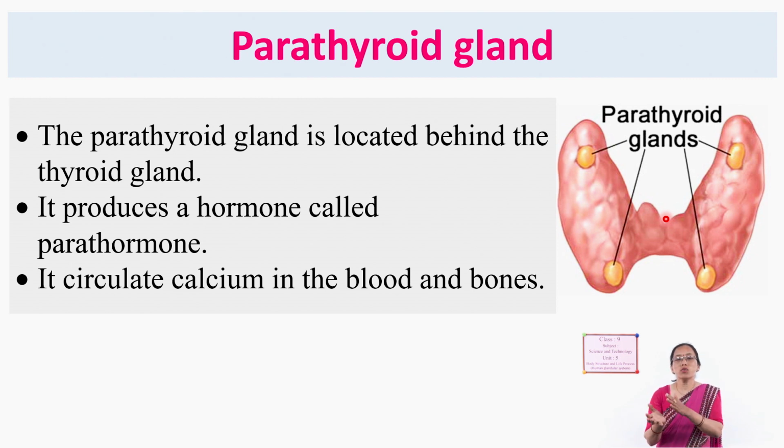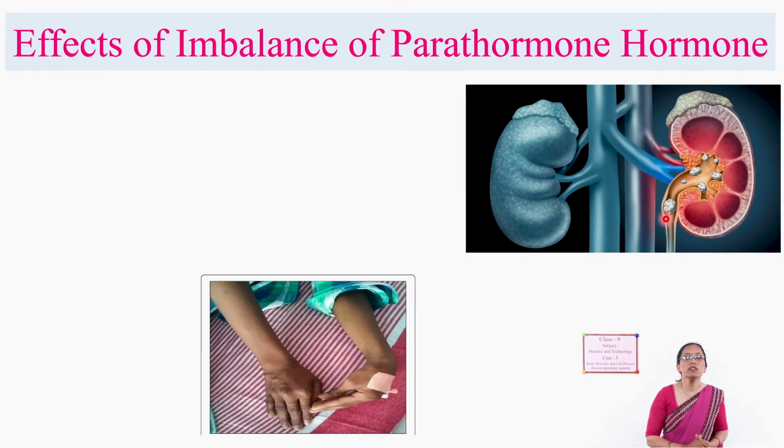Just like calcitonin, produced by the thyroid gland, takes calcium from blood to the bone, this one circulates the calcium from bone to the blood and balances the calcium level in the blood. These two are functioning in an antagonistic way. That means one is taking calcium to the bone from the blood, another one is bringing calcium from bone to the blood. So this maintains the calcium level in the blood.